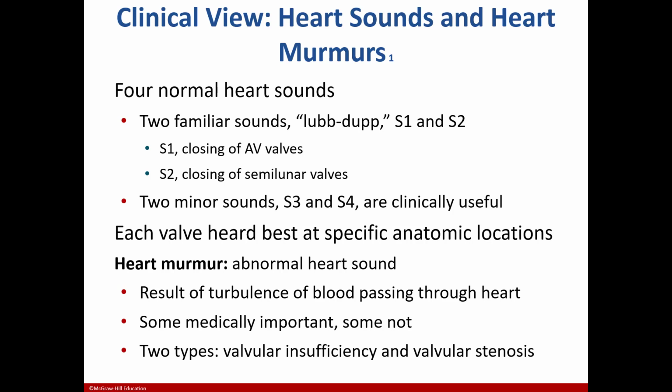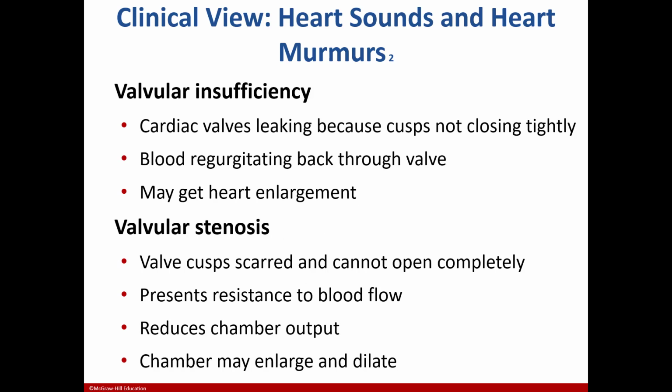Abnormal sounds that can occur are referred to as murmurs, and murmurs are generally caused by abnormal activities in the heart, but sometimes they're not always associated with pathology. Let's talk a little bit about some of the kinds. We have two types: valvular insufficiency and valvular stenosis. Valvular insufficiency, also termed valvular incompetence, is when one or more of the cardiac valves begin to leak. Valvular stenosis is scarring of the valvular cusps. So going over what they are, valvular insufficiency is when the cardiac valves are leaking and the cusps do not close tightly, and therefore it might cause the heart to get large over time.